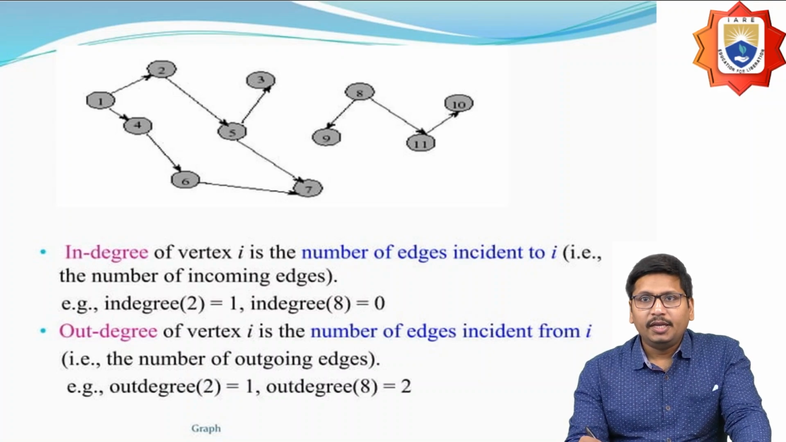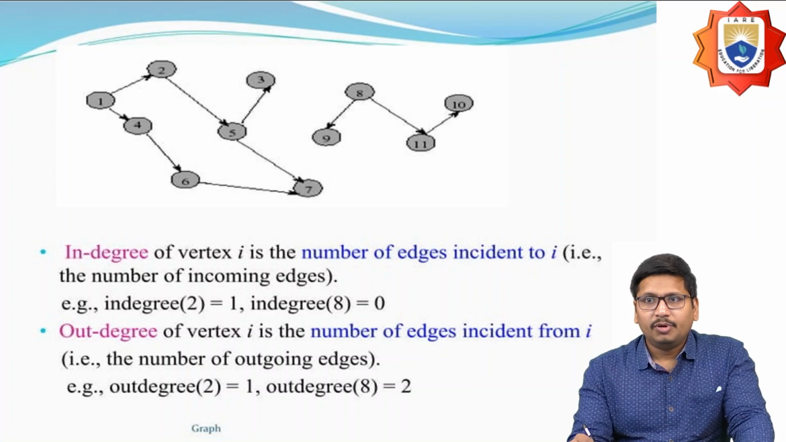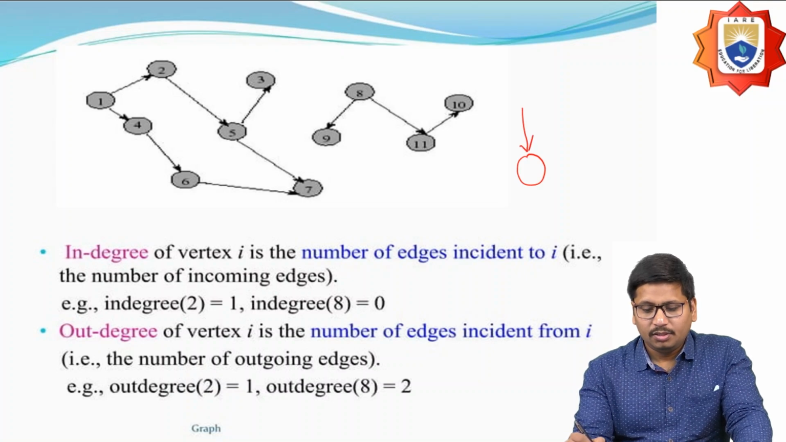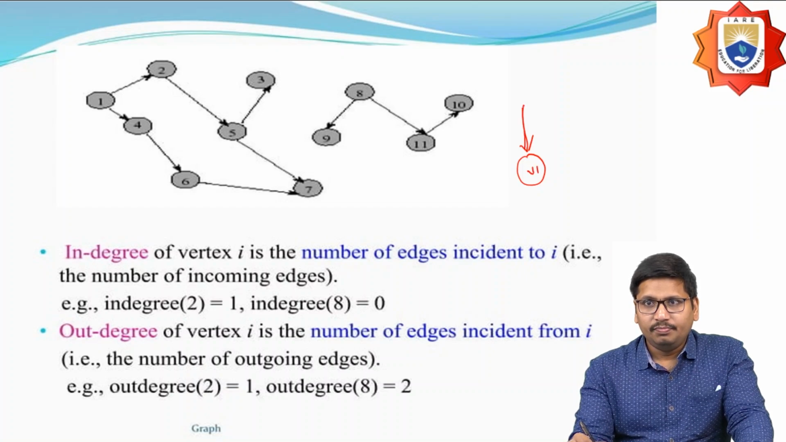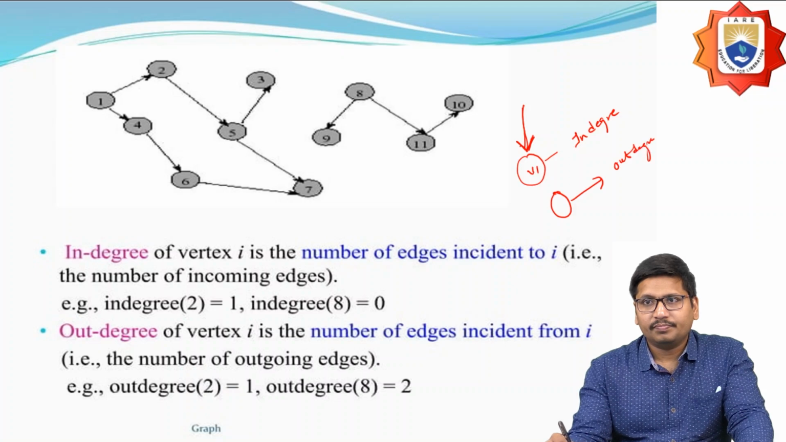So what is in degree and out degree? In degree and out degree mean the following. The number of edges that are incident to the vertex is considered as the in degree. The number of edges that are leaving from the vertex is called the out degree. So the number of edges leaving from the vertex will be treated as the out degree.